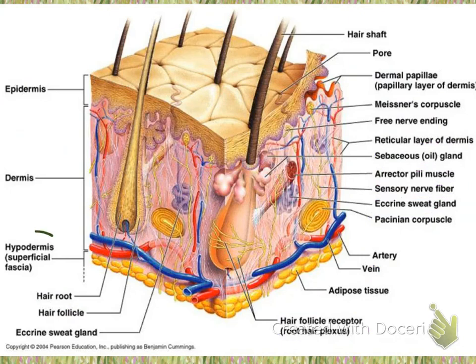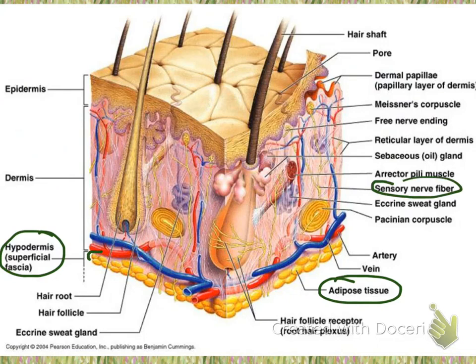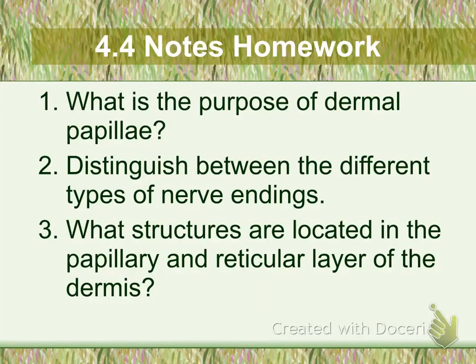Lastly, again, the hypodermis is not part of the skin, but the main structure that it has is the adipose tissue. It could also contain sensory nerve fibers because they originate from beneath the skin, so those are the two structures in the hypodermis. The 4.4 notes homework is, number 1, what is the purpose of the dermal papillae?